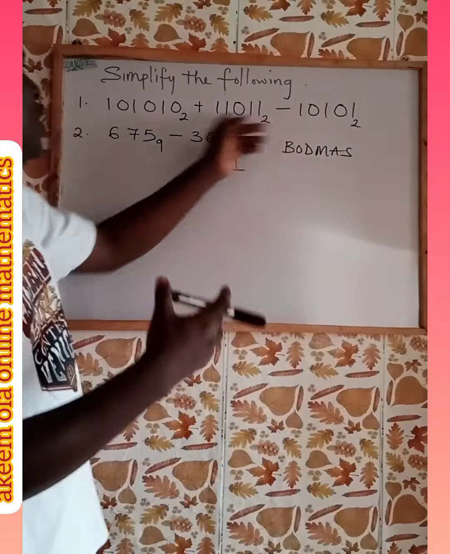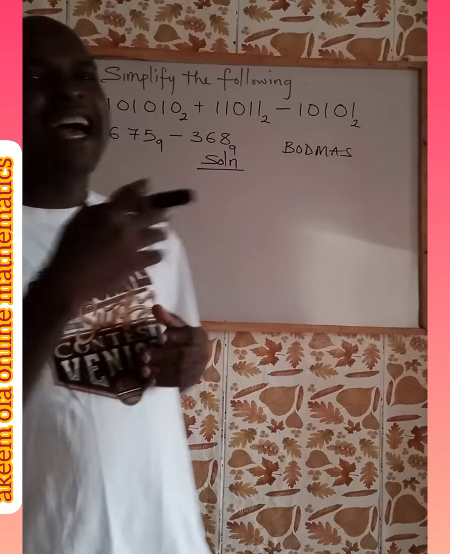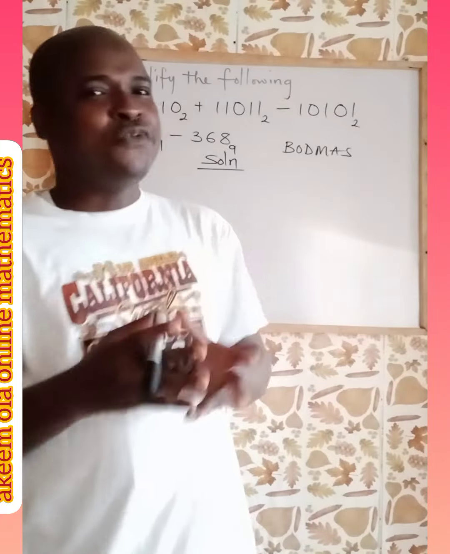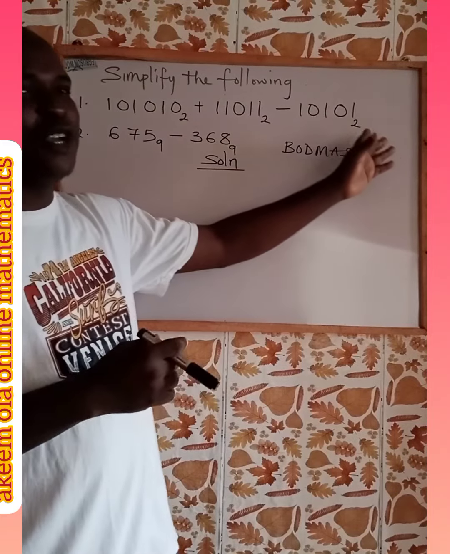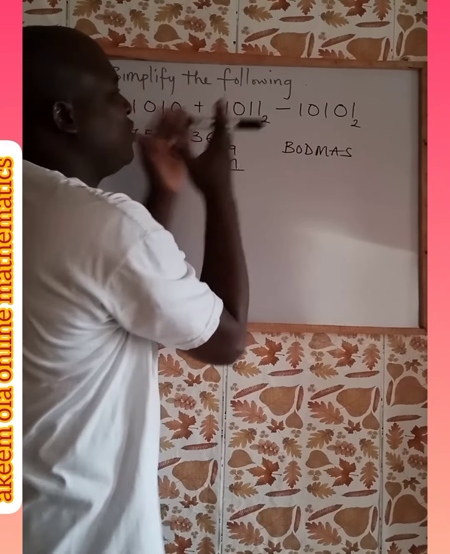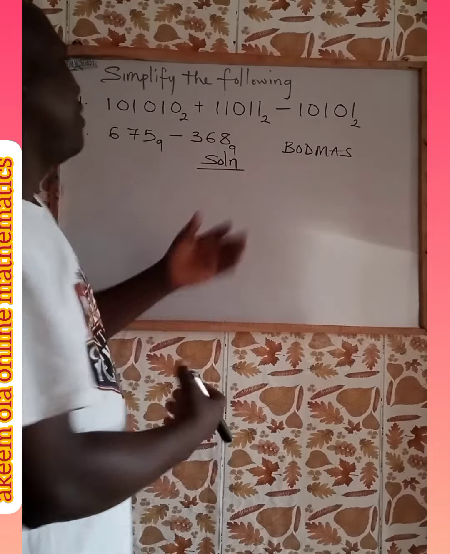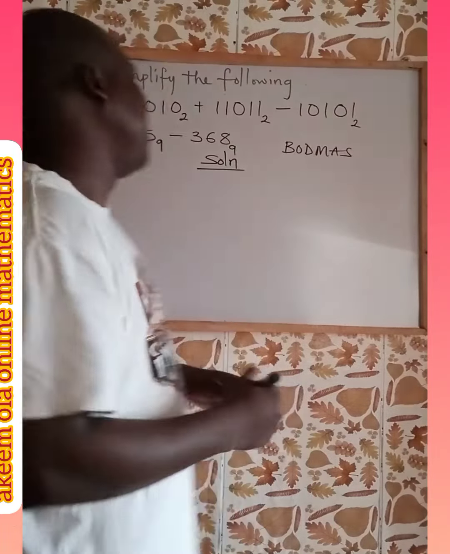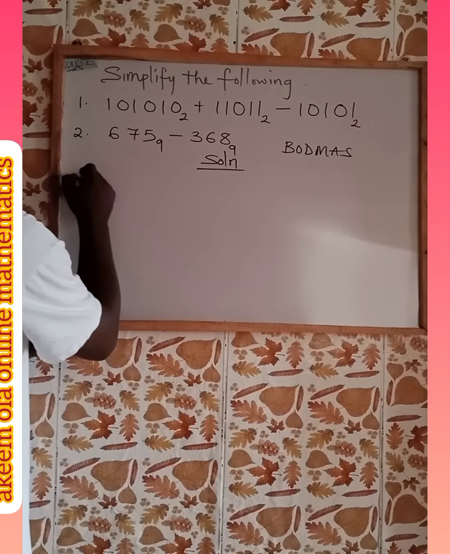So when you go back to this question, we are going to solve the addition first before we consider the subtraction. As in, you first add the first and second together. The answer you have, then you subtract the third from it. That means we are going to have the first one, number one.